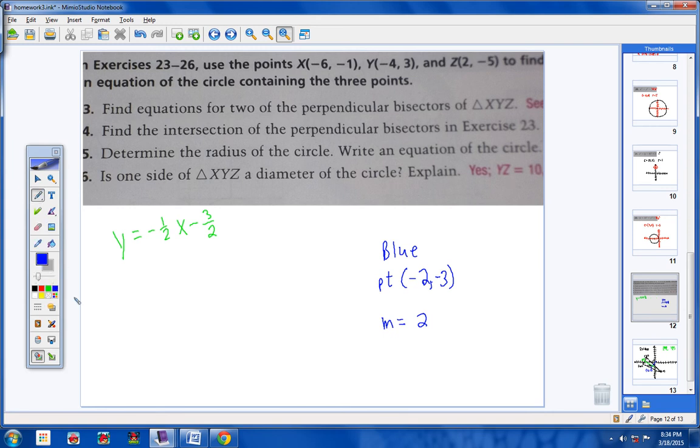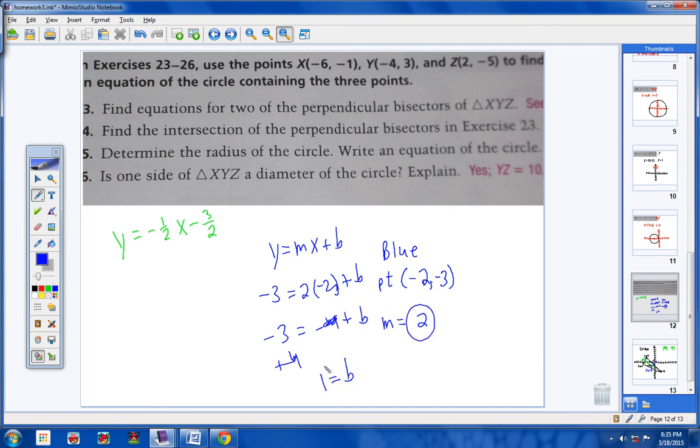Now, I am going to use y equals mx plus b like I always do. So for y, I'm going to put in negative 3. For m, I'm going to put in 2. For x, I'm going to put in negative 2. And then plus b. So now I have negative 3 equals negative 4 plus b. Bring the negative 4 over and make it a positive 4. And you're left with 1 equals b. So I know what the slope is.